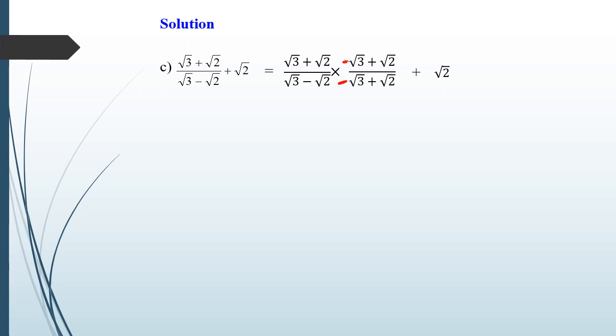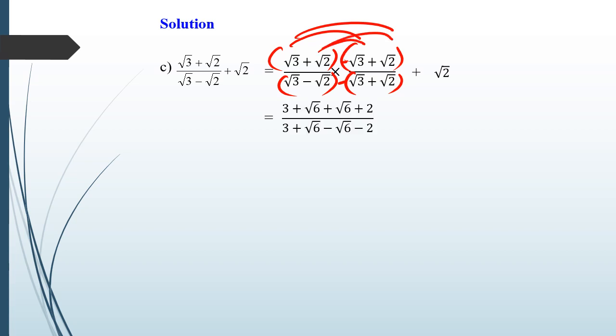So what we need to do? Expand as usual. So don't forget this, we have brackets. You need to expand, don't just multiply with one term. So expand as usual. So what do we have on the numerator? We have √3 multiplied by √3 will be 3. √2 multiplied by √3 will be √6. √3 multiplied by √2 will be √6. And √2 multiplied by √2 will be 2. And the denominator will be 3 plus √6 minus √6 minus 2, which can be cancelled out. So we have plus √2 on the right side.